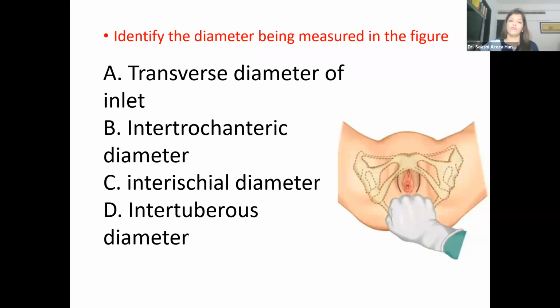Oh, that's wonderful. All of you are so intelligent. It's the intertuberous diameter, and all of you are telling the answer correctly. Let me quickly tell you how intertuberous diameter is measured.